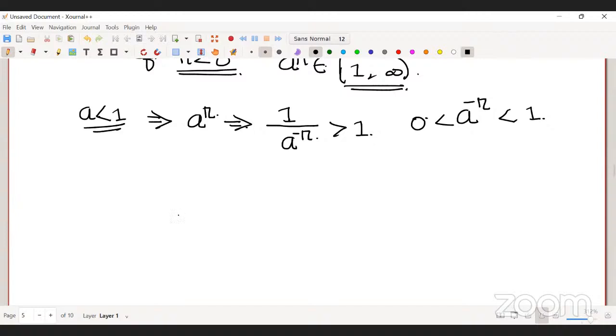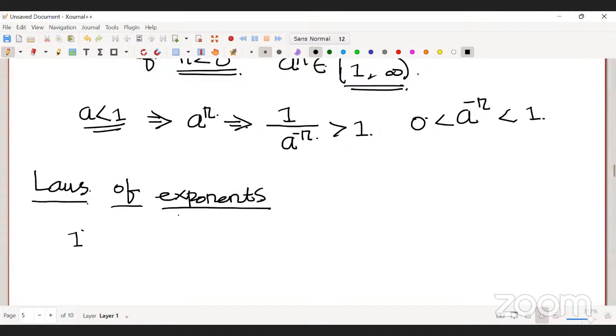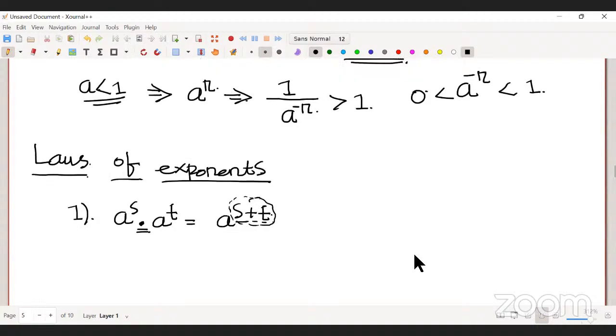And there are a few properties of exponent. One property is a power s times a power t equals a power s plus t. One of the crucial things about the exponent is that it converts a multiplication to an addition. When I'm multiplying two things, a power s and a power t, I get a power s plus t. So that's why it's quite crucial.